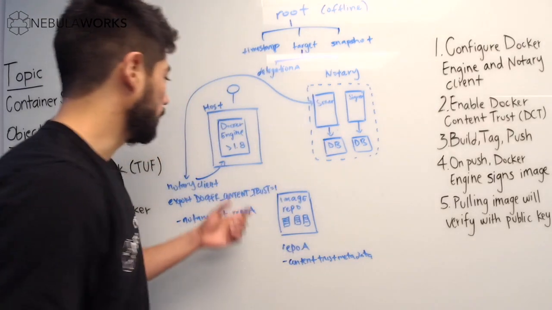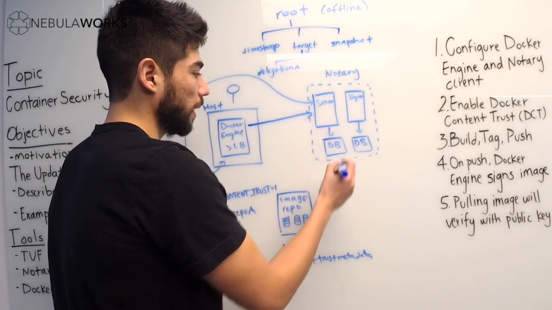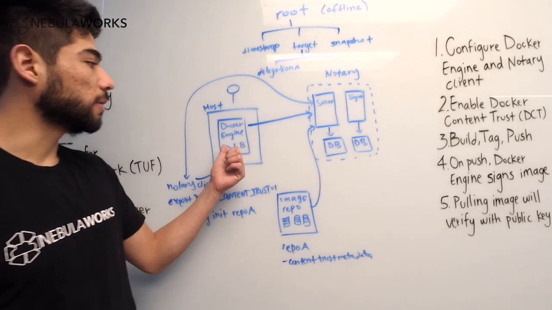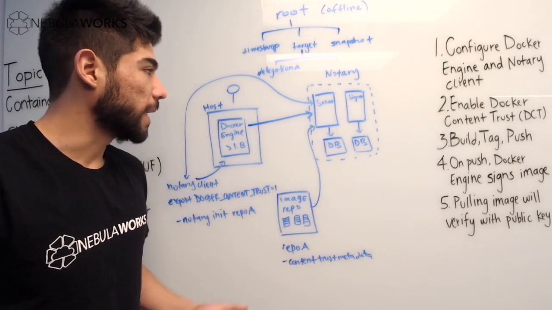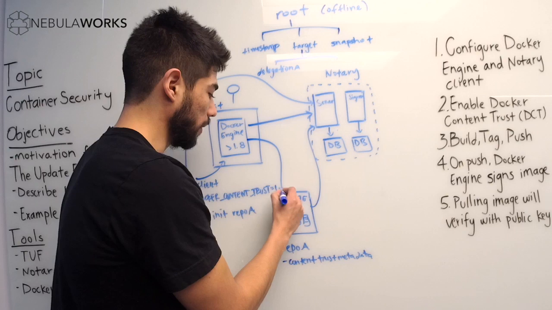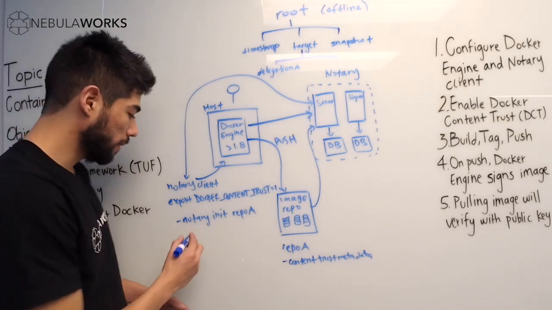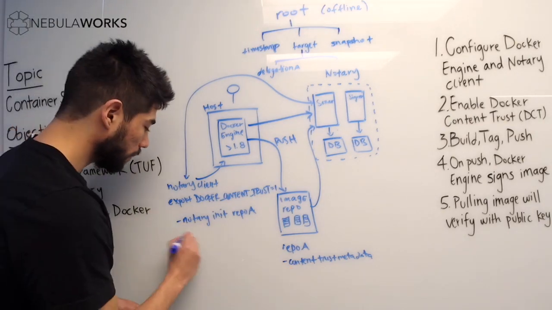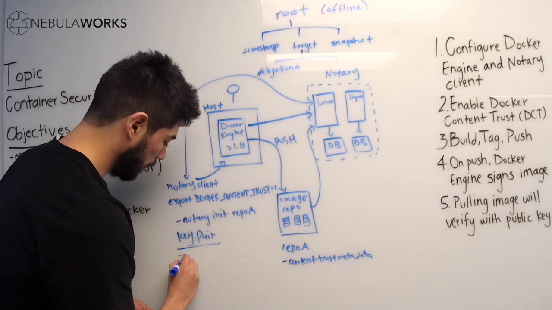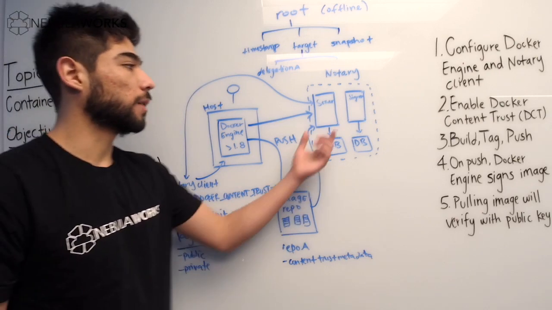So every time I push an image to this repo, the Notary server will verify that the key that's used to sign the image exists, and it will verify all of the content that you're pushing and allow you to push to the image repo. So essentially, the keys that we're using here, if we're using a delegation, are a user's public and private key pair. The user holds on to the private key, and Notary holds on to the public key.